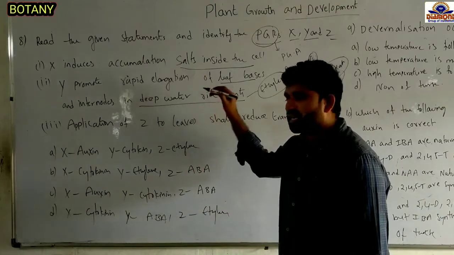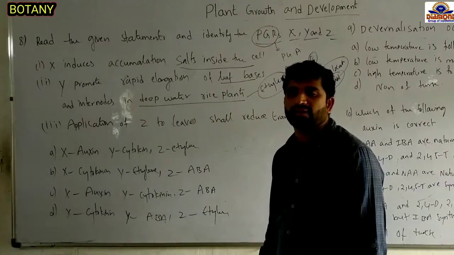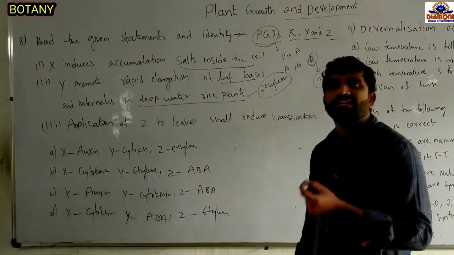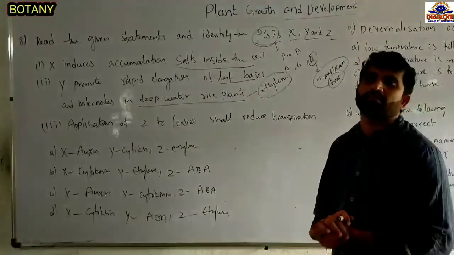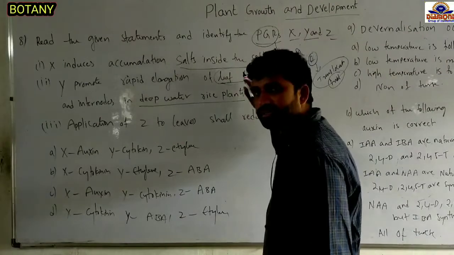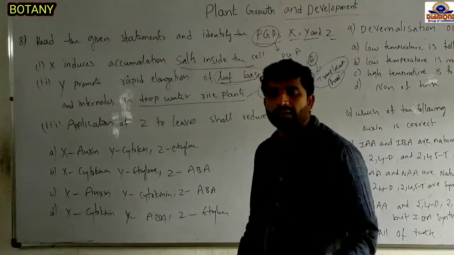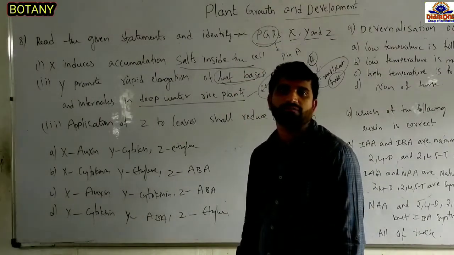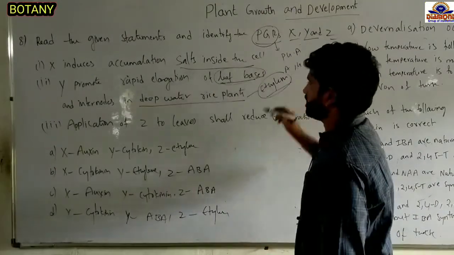In rice plants that are present inside the water, the leaf is present on the surface of the water. So for that, the leaf base is increased. When the leaf base increases, the leaf lamina automatically stays on the surface of the water. For increasing the leaf base, ethylene is required.